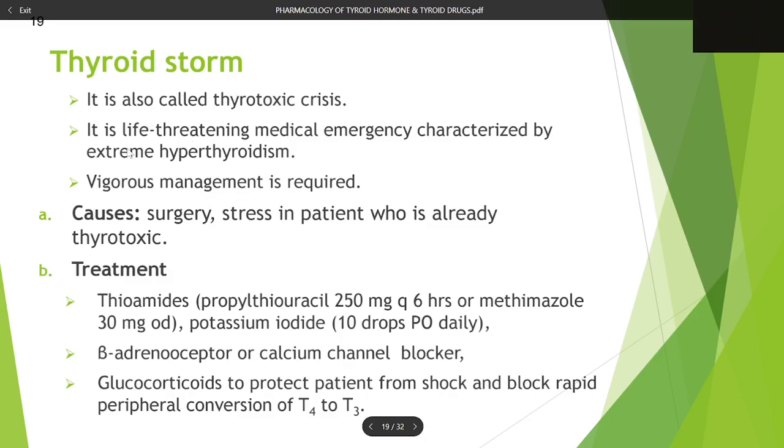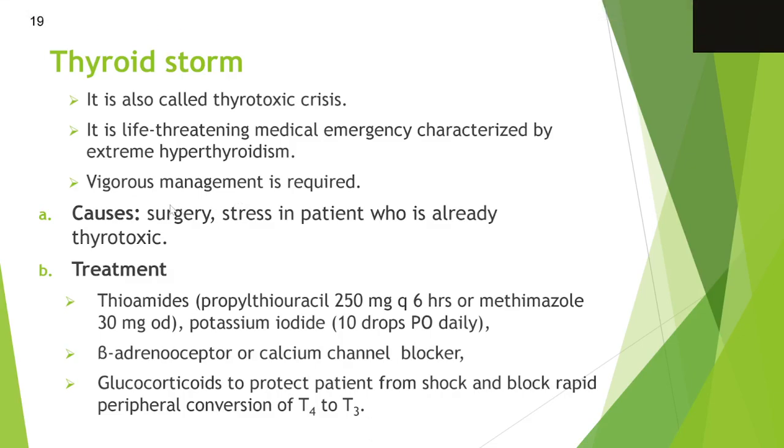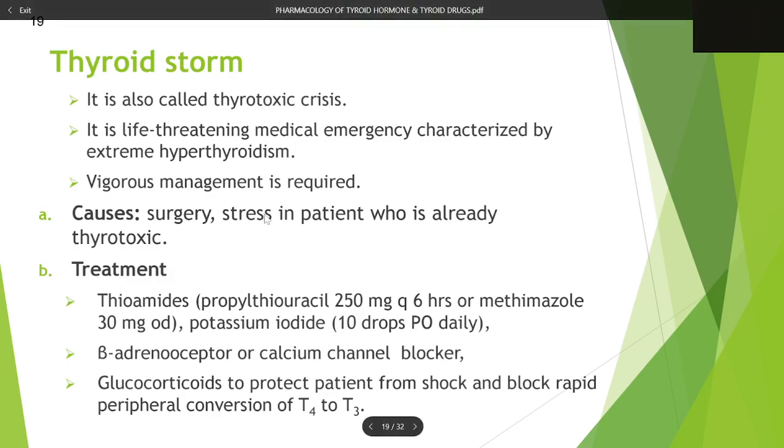Now, thyroid storm is also called thyrotoxic crisis. It is a life-threatening medical emergency characterized by extreme hyperthyroidism. Vigorous management is required. Now, the causes. Surgery could be a cause. Stress in a patient who is already thyrotoxic. Now for treatment, we give thioamide, we give propylthiouracil, 250 milligram, every 6 hours, or methimazole, 30 milligram OD.